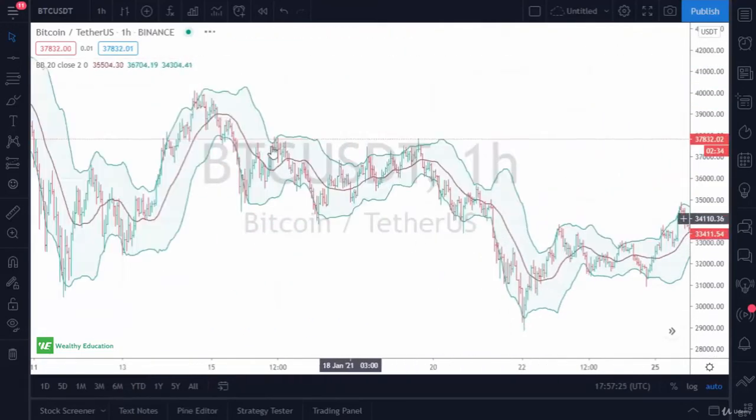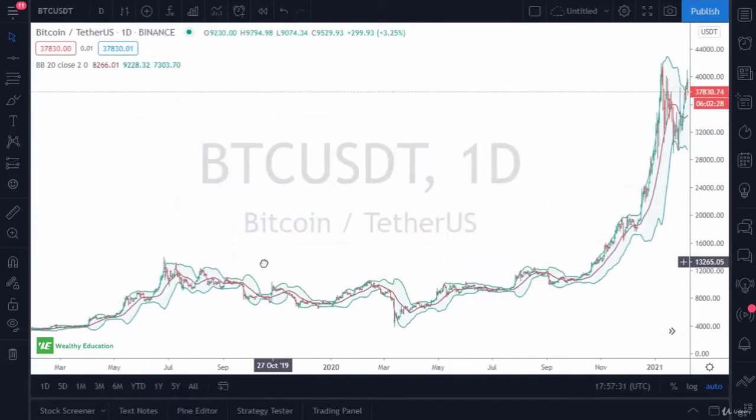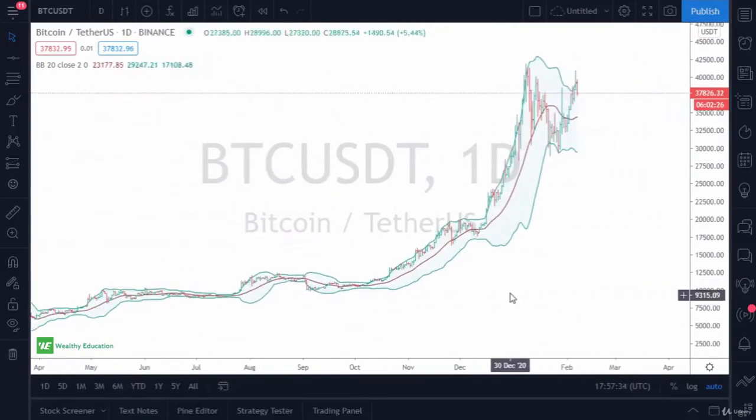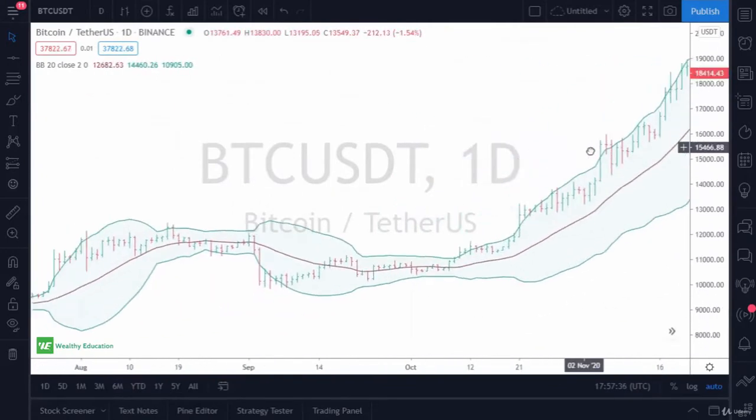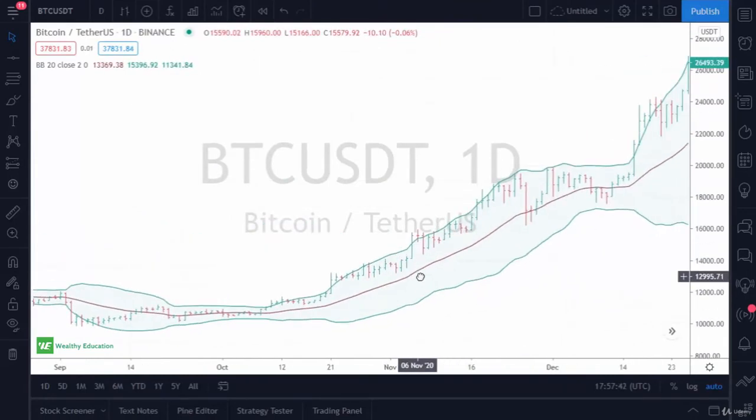You have seen on the daily chart, I'll go back to the daily here, where you profited from what is known as the squeeze. We're squeezing and then we're breaking back out. The market is trading inside the bands.